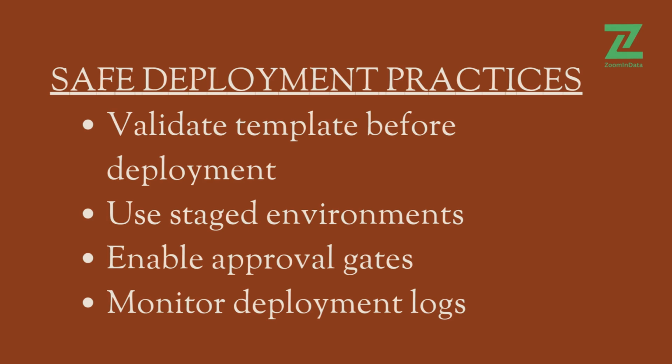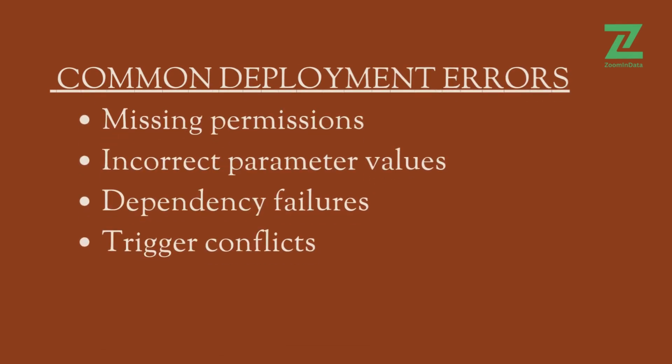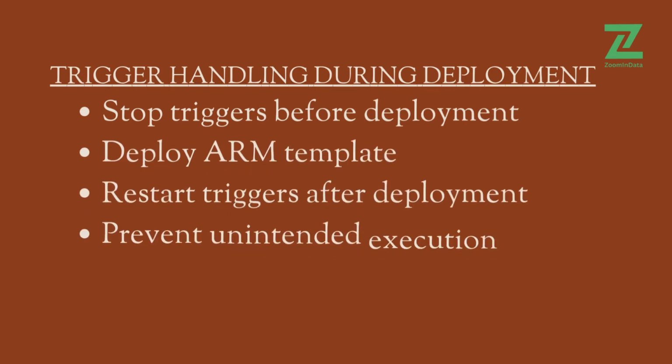Monitor deployment logs carefully. Common deployment errors include missing permissions, incorrect parameter values, dependency failures between resources, and trigger conflicts during deployment. Triggers should be stopped before deployment. Then deploy the ARM template. After deployment, restart the triggers. This prevents unintended pipeline execution.